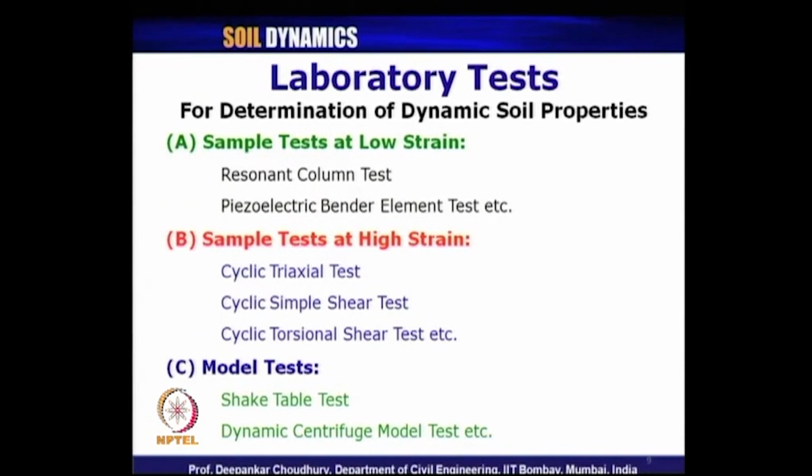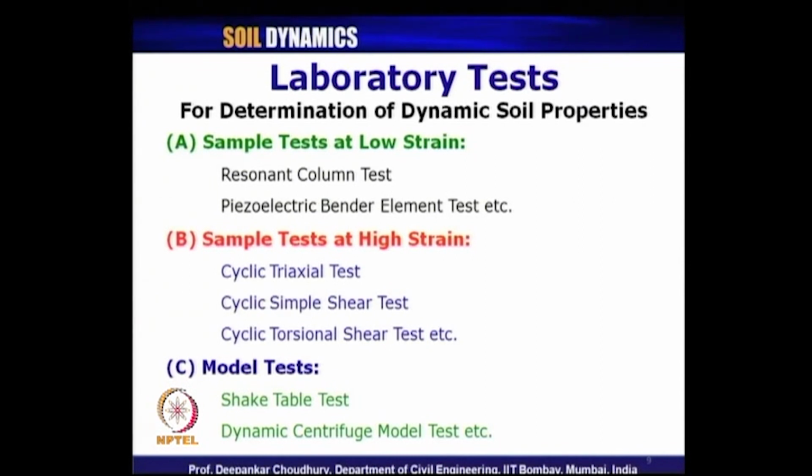Then coming to the next major category of test, that is laboratory test for determination of dynamic soil properties. We have seen the sub-classification of the testing procedures: sample testing at low strain level, sample test at high strain level, and the third category is model test. Within category A, sample test at low strain level, we have seen different types of tests like resonant column test, piezoelectric bender element test, etc.